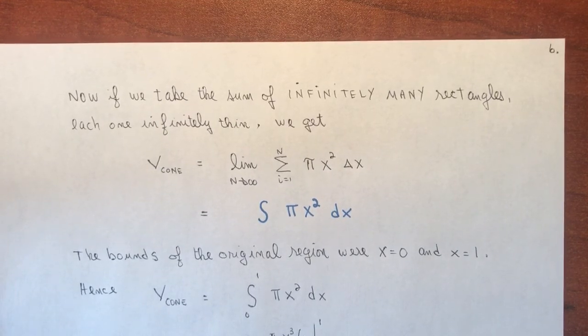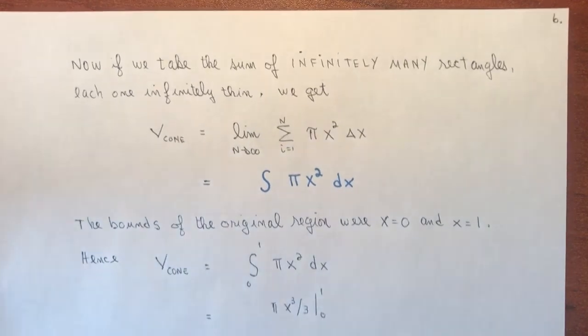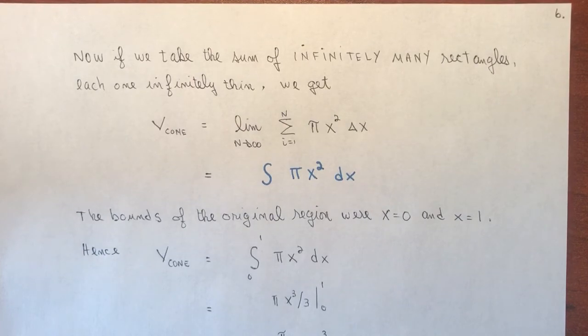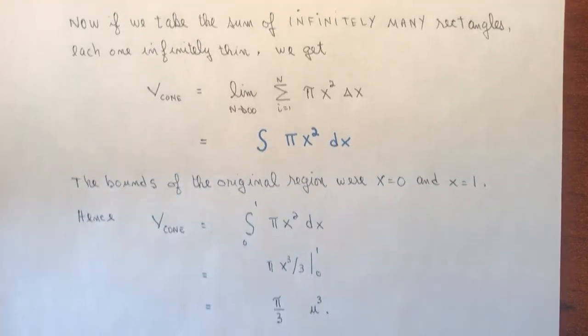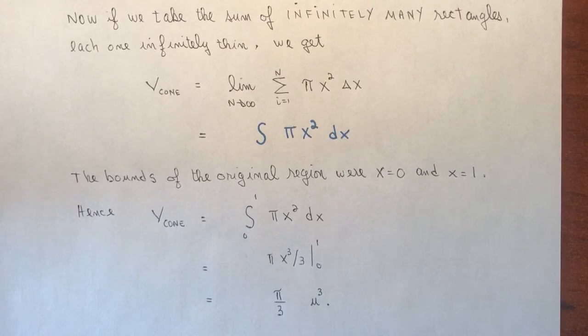What's that integral? Well, we integrate with respect to x, so the integral of x squared should be x cubed over 3 between 0 and 1. Apply FTC part 2, so the 1 goes in, the 0 goes in. You get pi times 1 cubed over 3, or pi over 3 cubic units.